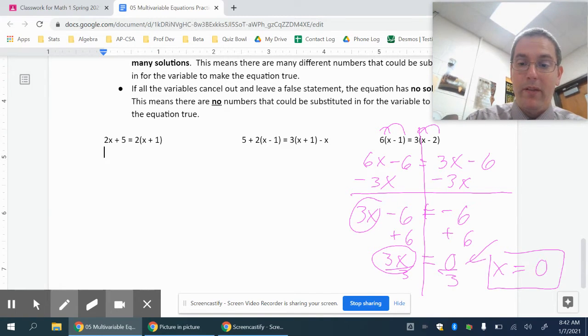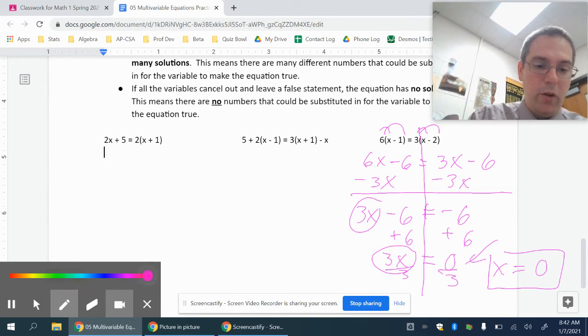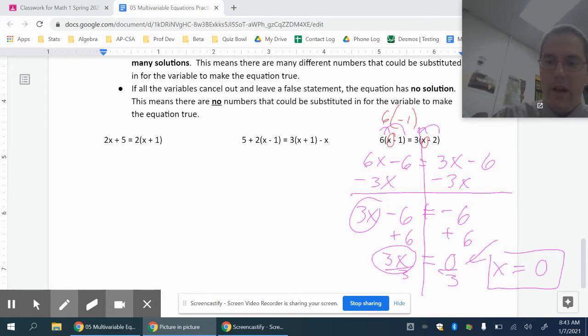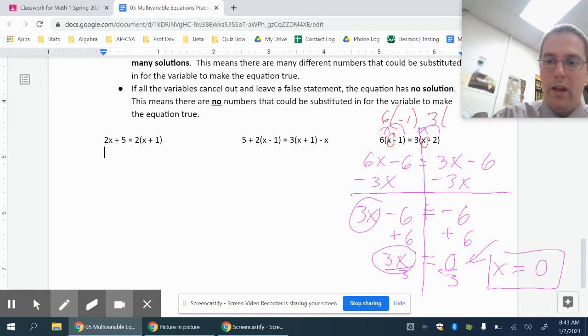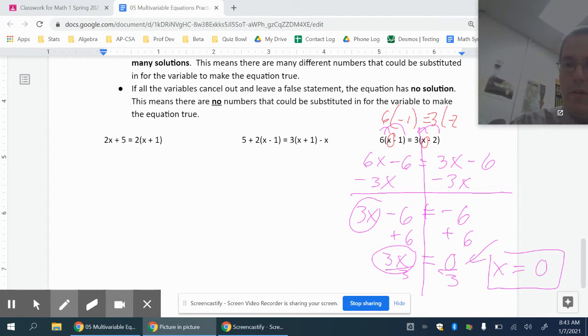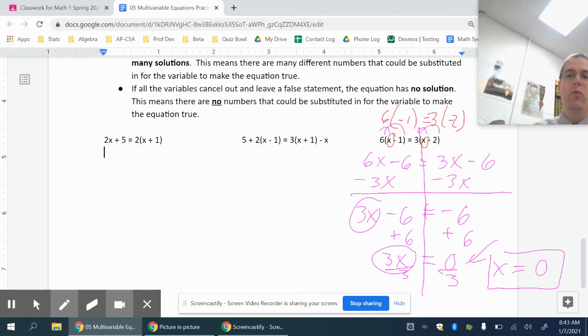So if I plug in a 0 up here, let me switch colors for you. I would plug in a 0 there and a 0 there. I would have 6 times -1, and I would have 3 times -2, and both of those would equal -6. So in this case, I have a situation where that makes the equation work. If I tried any other number, it wouldn't work. 0 is the one number solution for this.